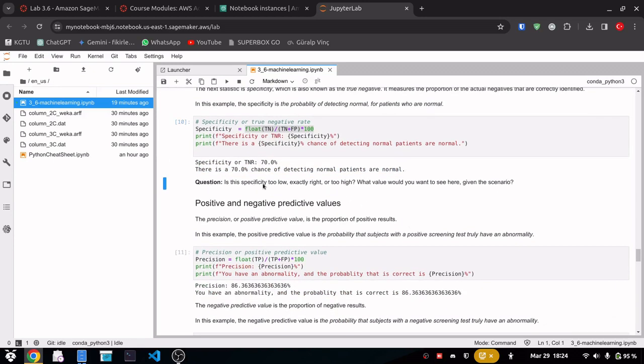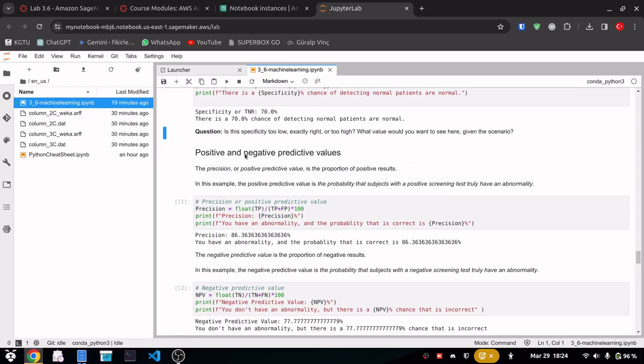So is this specificity too low, exactly right, or too high? What value would you want to see here given this scenario? In this scenario, since the treatments for vertebral column disease abnormalities are not that harmful, I might say 70% might be enough for this scenario.